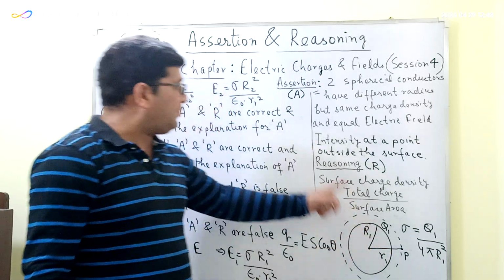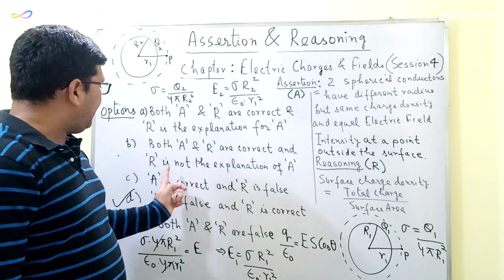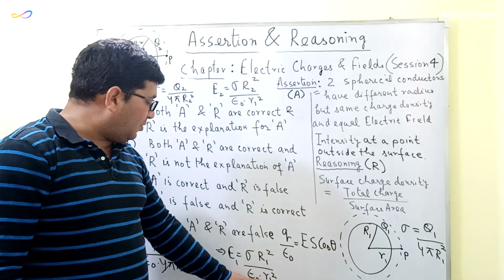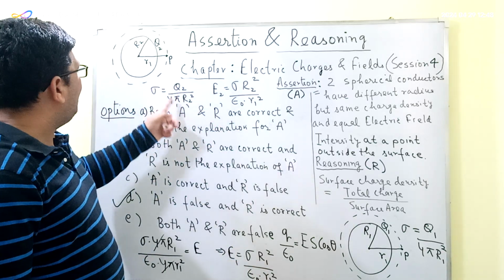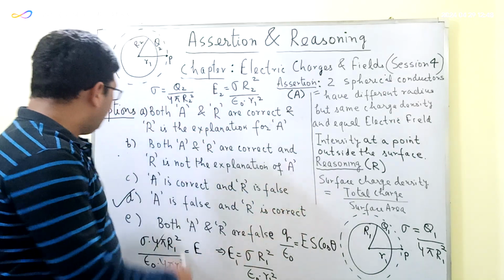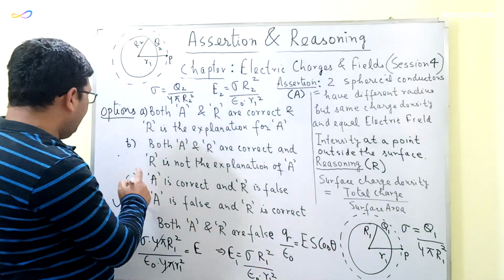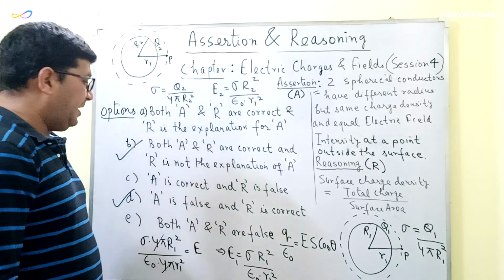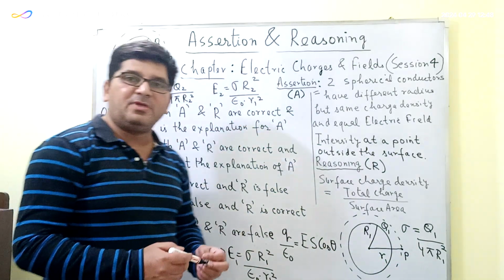If the point is lying on the surface, then the correct option will be B, that is, both A and R are correct, and R is not the correct explanation for A. The reason is that small r1 will be equal to capital R1, and small r2 will be equal to capital R2 in these two cases. So if the point is lying on the surface of the spherical conductor, the correct option will be B. And if the point is lying away from the surface, then the correct option will be D.